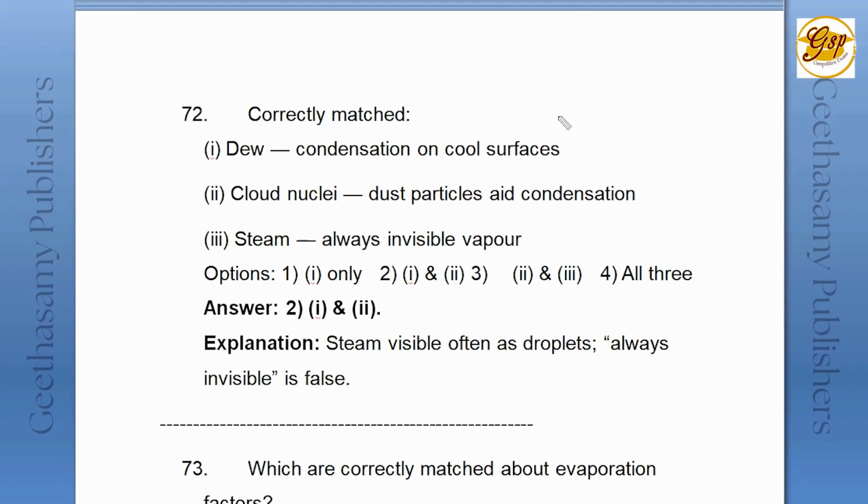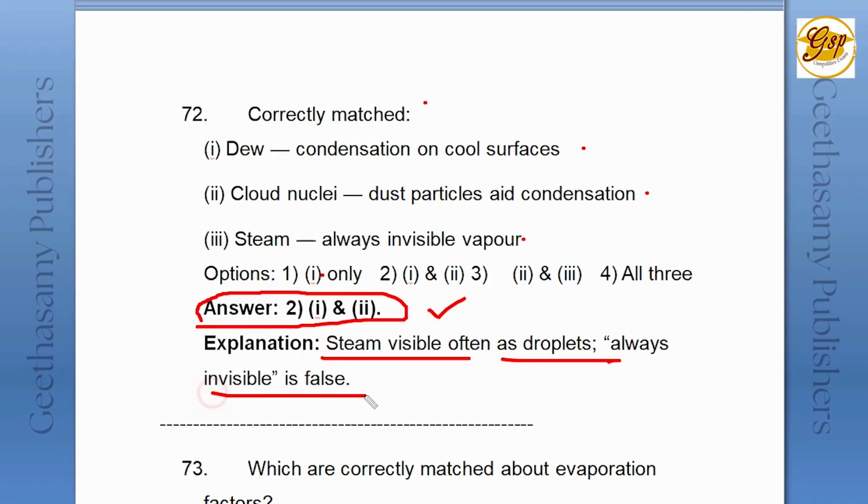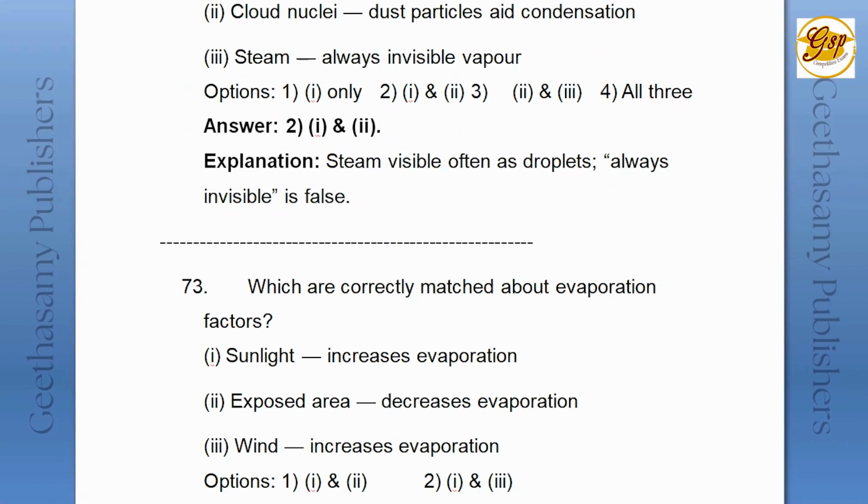And the 72nd question: which are correctly matched? Dew is condensation on a cool surface, cold nuclei are dust particles that aid condensation, and steam is always invisible vapor. The options are A, 1 only; 1 and 2; C, 2 and 3; and all 3. The correct answer is 1 and 2 only. Steam is visible, often as droplets, so always invisible is the false one.